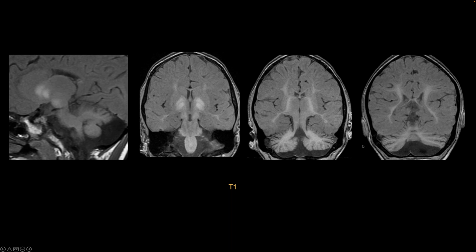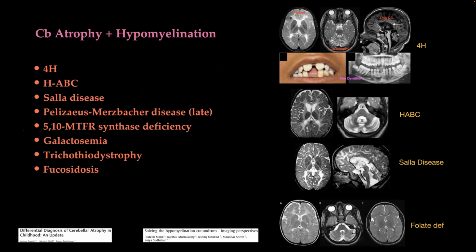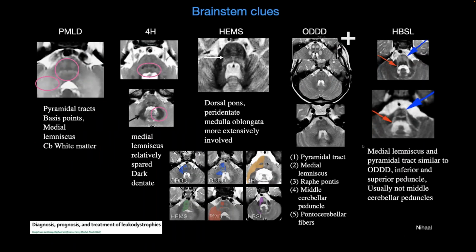The only thing was that the T1 hyperintensity does not correspond with a T2 hypointensity. There's no abnormal mineralization. If we go along a pattern recognition approach, if you have cerebellar atrophy with hypomyelination, these are the various differentials which need to be thought of. In a hypomyelinating disorder with brainstem abnormalities, Pelizaeus-Merzbacher and 4H leukodystrophies have peculiar abnormalities of the brainstem.